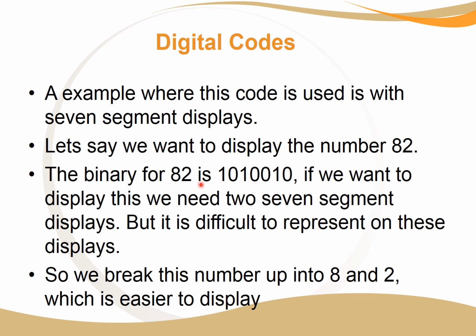But it is difficult to represent this number in 2 7-segment displays. Because how would you go about that? Because the 2 7-segment displays are two very different, separate entities, and they can't display such a big number on their own, but together they can, but it's just more difficult. So the easiest thing to do is to break up the decimal number 82 into 8 and 2. And then 8 and 2 is a lot easier to display on the 7-segment displays.